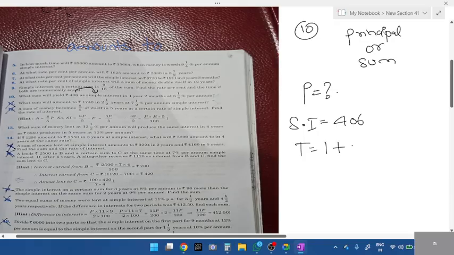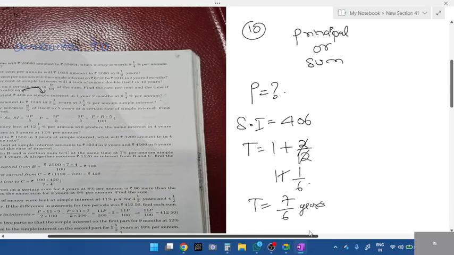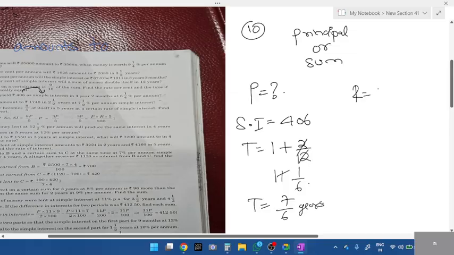I'll write 1 plus for 2 months, what should I write? 2 divided by 12, so 1 plus 1 by 6. If you take LCM, what do you get? 6 ones are 6, 7 by 6 years. Is it clear? All of you understood? What is rate percent given? Rate percent. Okay. Convert it. 25 by 4.